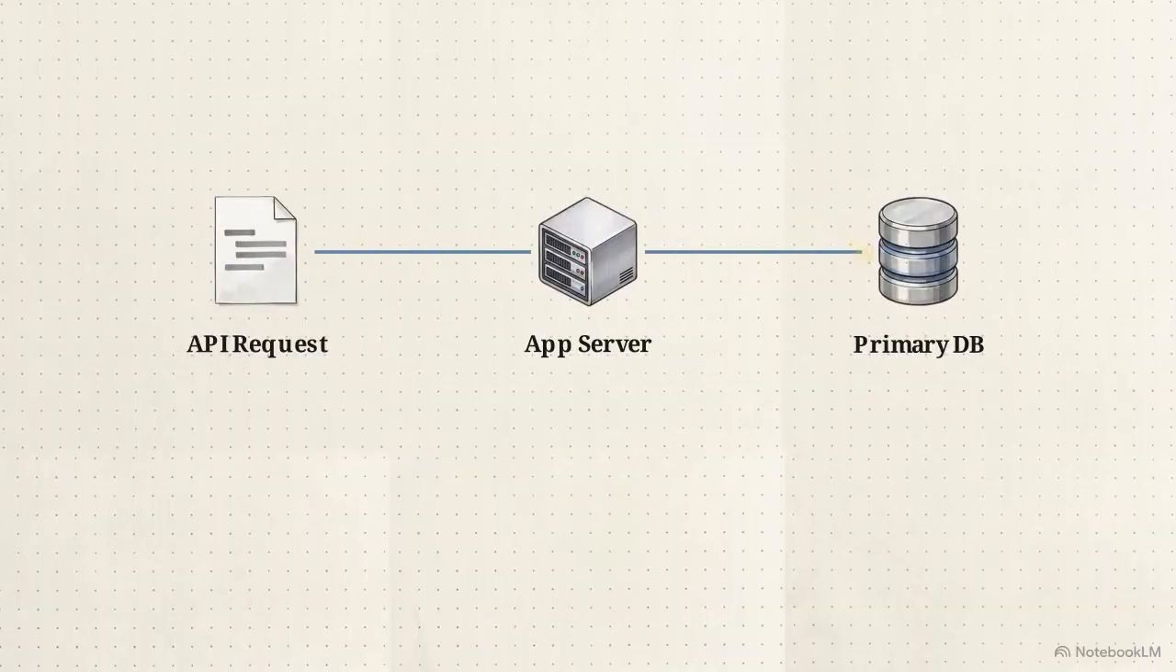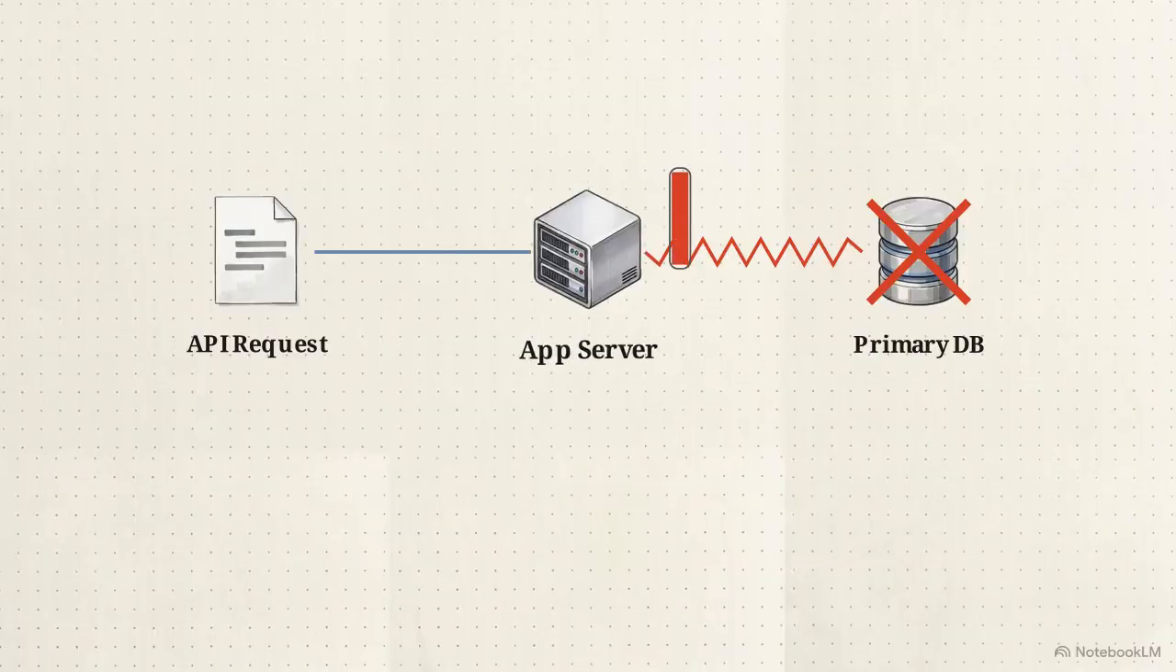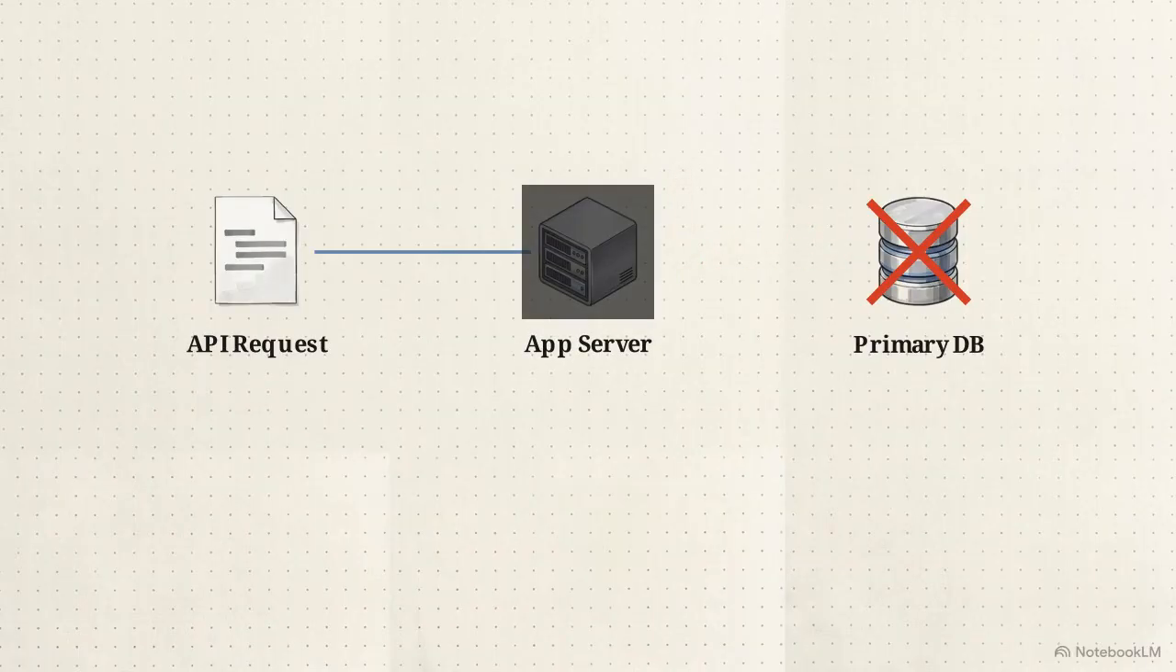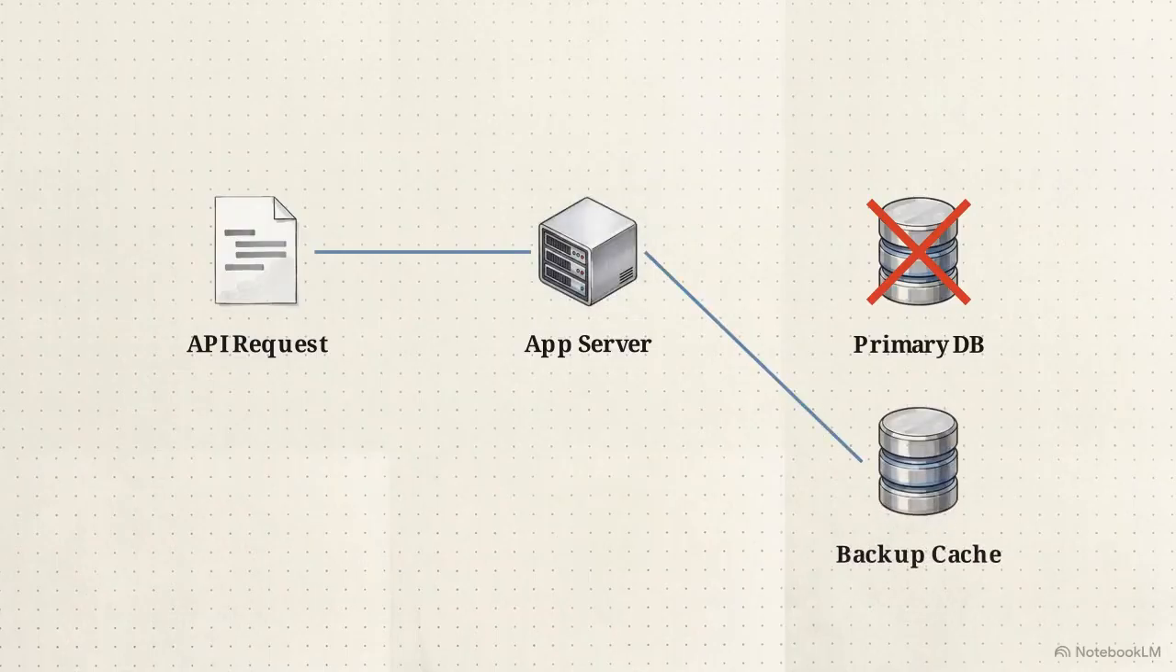A single API request hits a dead end at the primary database. Because the application doesn't know what to do next, the server hangs waiting for a response. Memory fills up, and the entire system crashes.